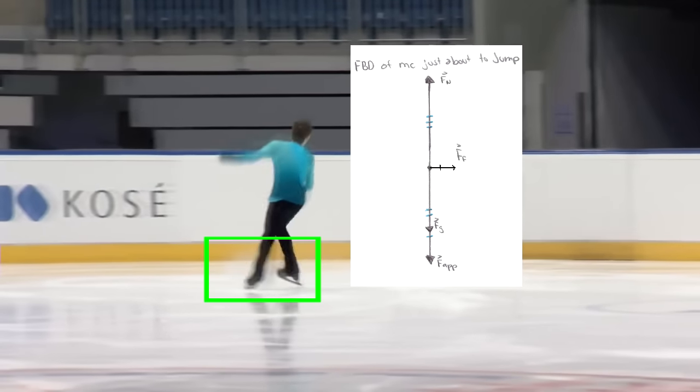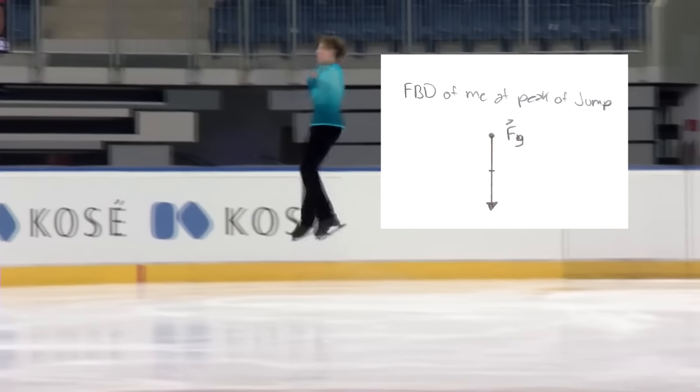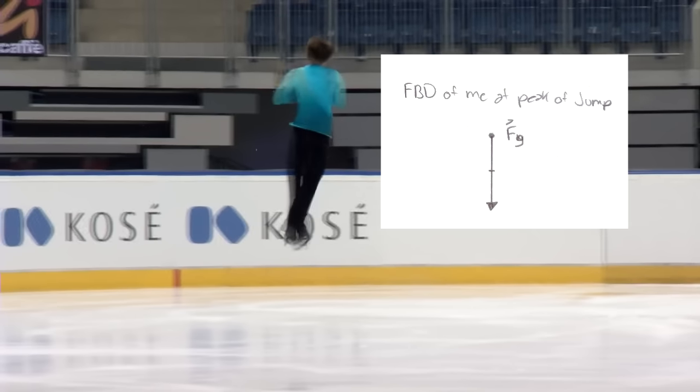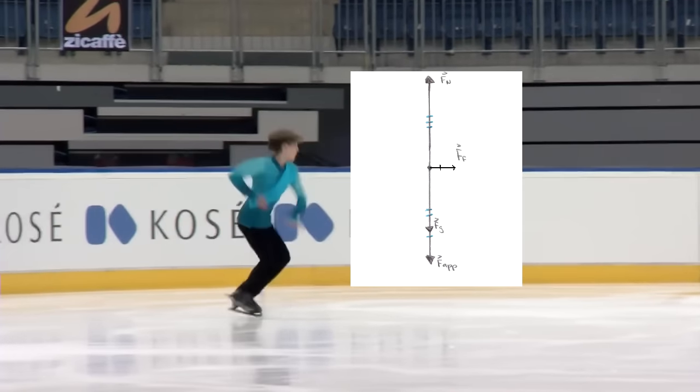Once I'm in the air, I'm essentially in uniform motion, and the only force acting upon me is the gravitational force. This is also a good example of Newton's first law. Every object in a state of uniform motion tends to remain in that state of motion unless an external force is applied to it. So I will be in the air and maintain the same velocity until an external force is applied to it, which is when I land.